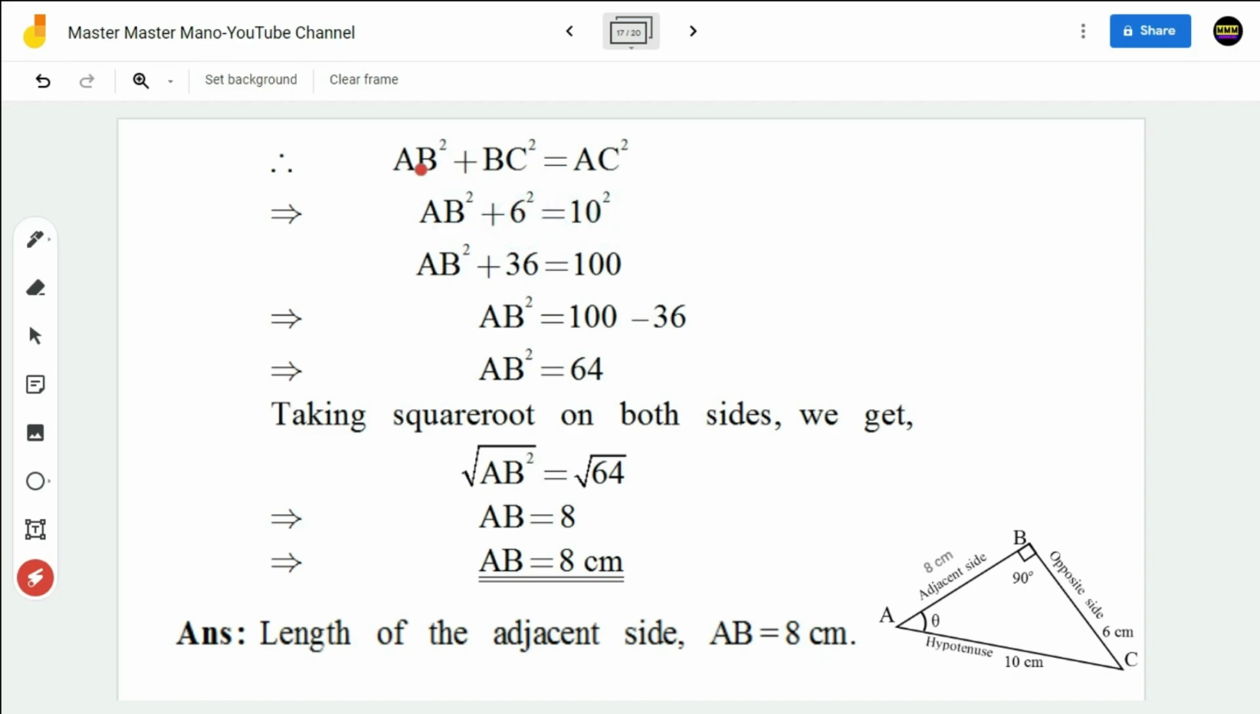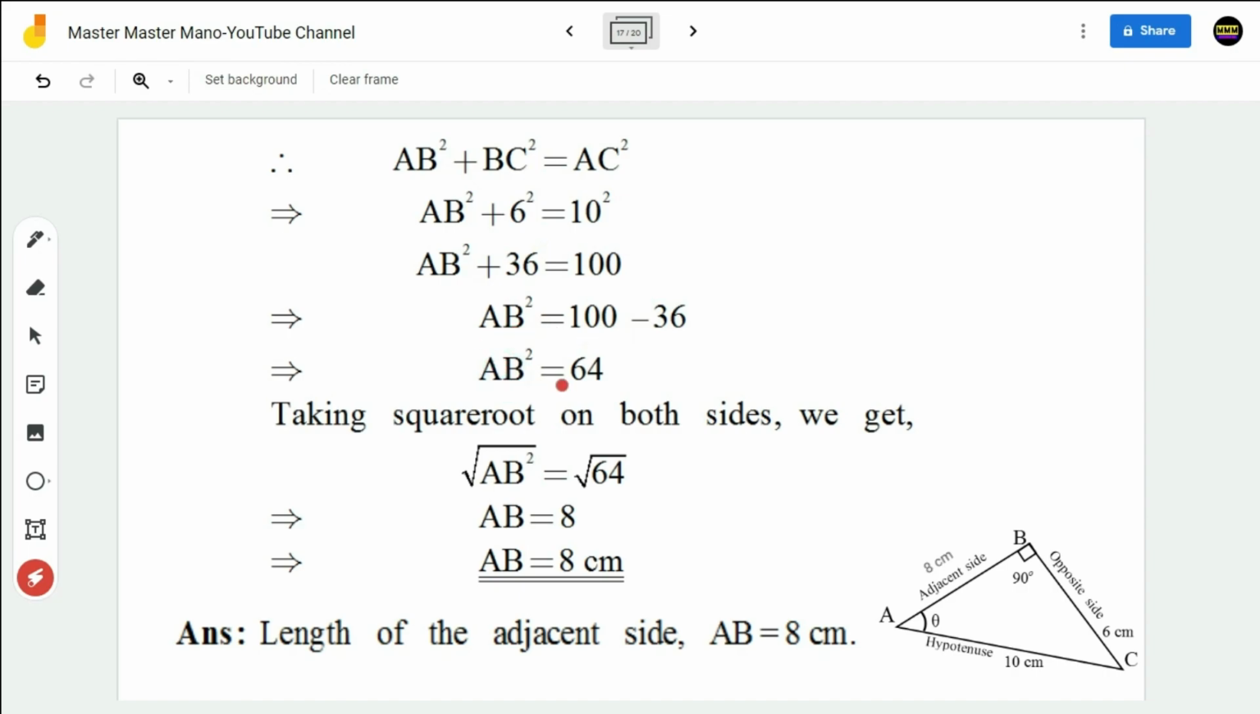That is, AB square is written as AB square and BC is replaced by 6 and BC square is 6 square equal to AC is replaced by 10 and then square it will be 10 square. AB square plus 6 when square we will get 36 is equal to 10 when square we will get 100. On the left hand side we have AB square equal to, on the right hand side we have 100. When this plus 36 goes to the right hand side it will be minus 36.